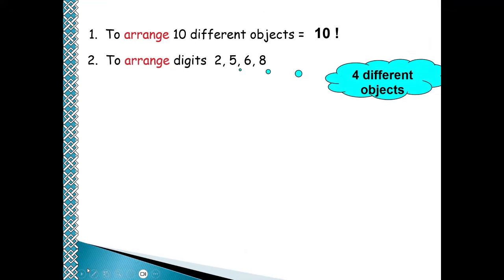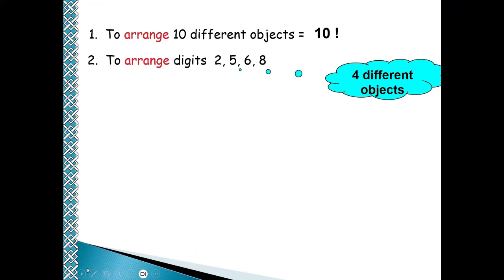In how many ways can I arrange 4 different books? I have 4 books on the table, and I have to arrange them on a shelf. In how many ways can I do it? I can do it in 24 ways. 4 into 3 into 2 into 1.